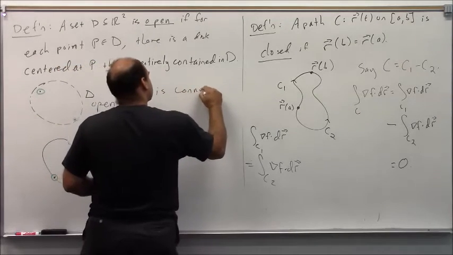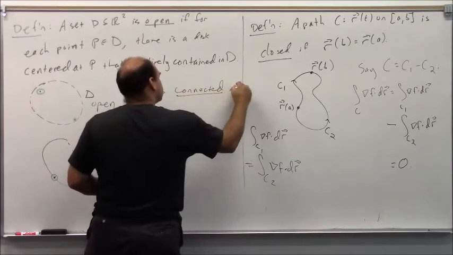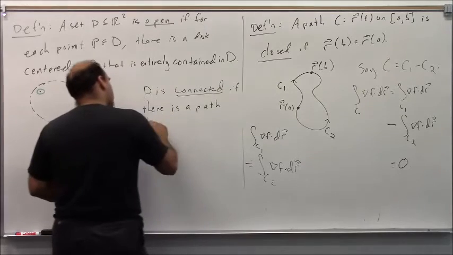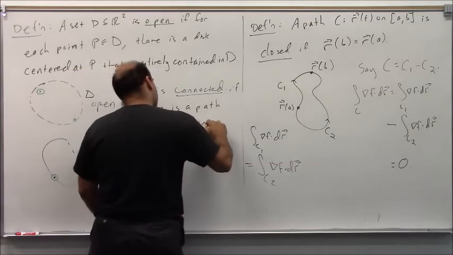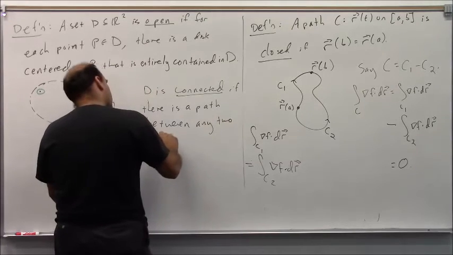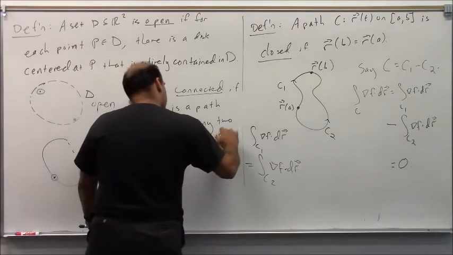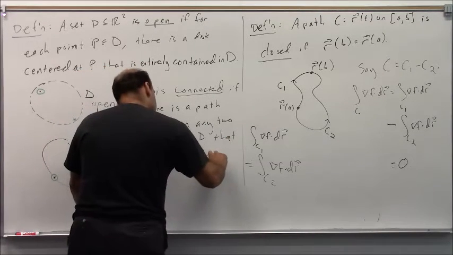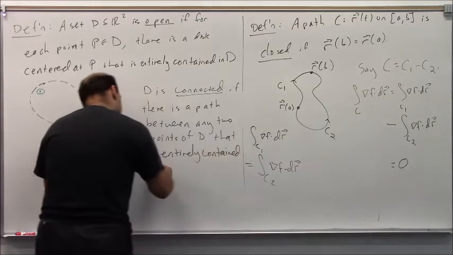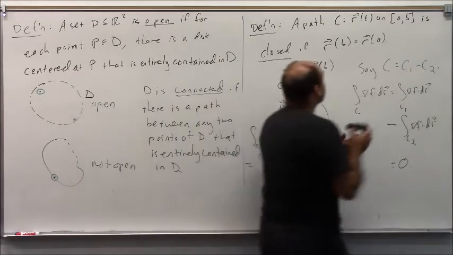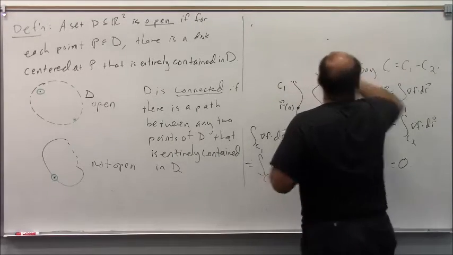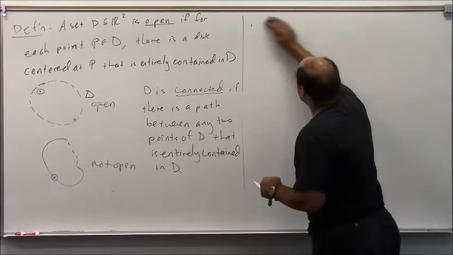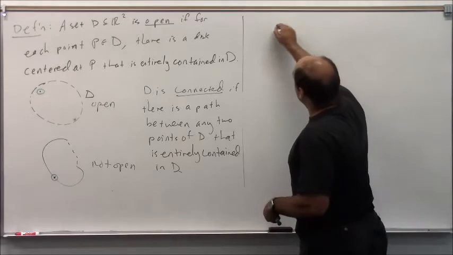D is connected if there is a path between any 2 points of D that is entirely contained in D. So a set like a disk will be connected, because any 2 points I put in the disk, I can find the path between, and that path stays entirely inside the disk.